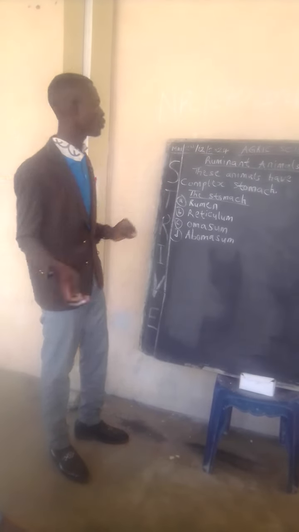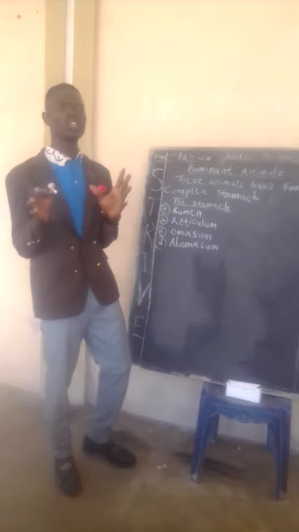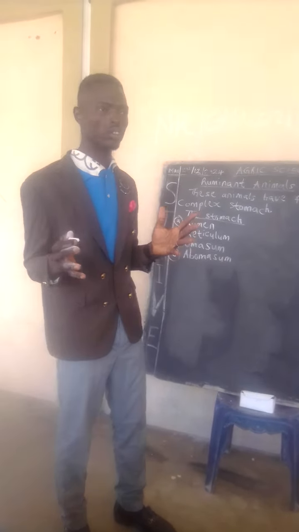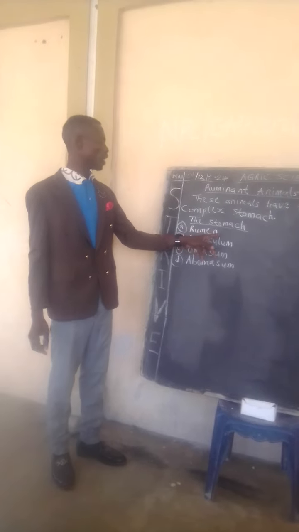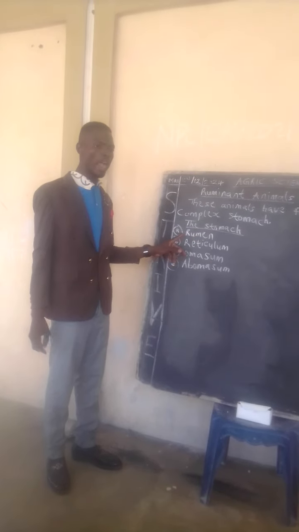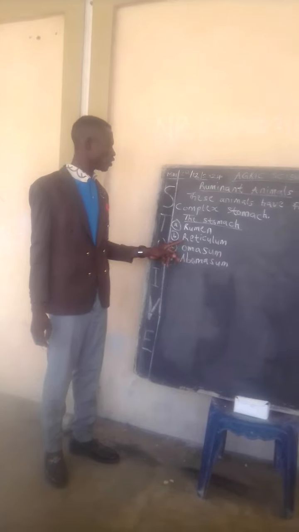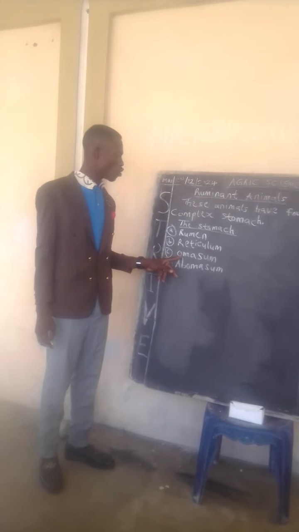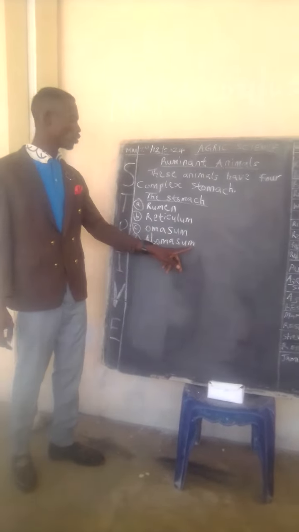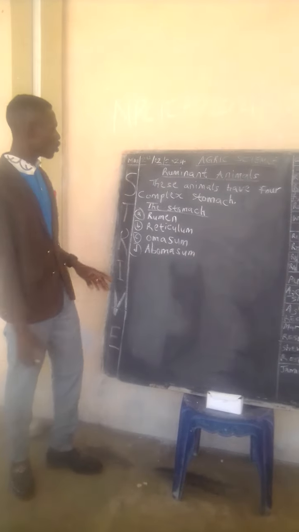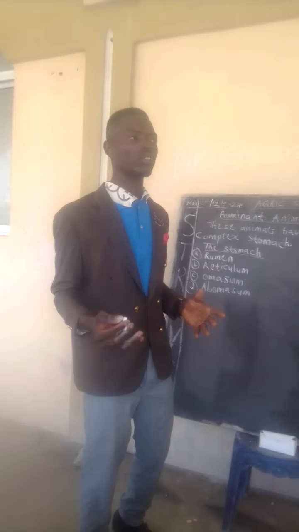Okay, thank you. Now, the stomach of this animal is divided into four different chambers. The first chamber is the rumen. Say it: rumen. Then reticulum. Omasum. Abomasum. So this four-compartment stomach is present in those big animals.